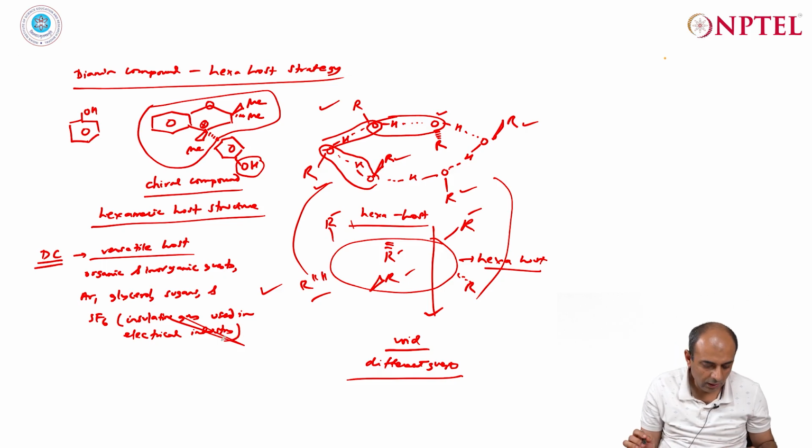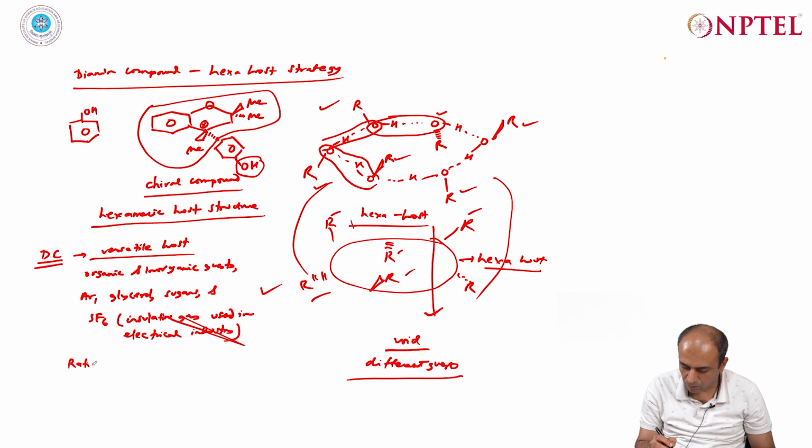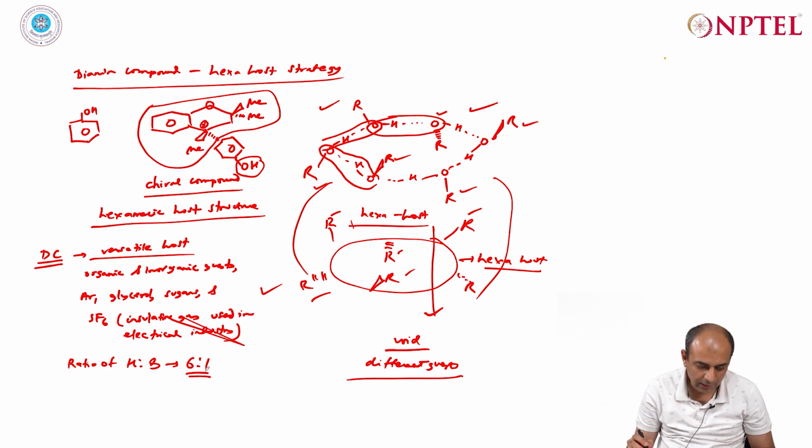So these are some of the interesting features of this versatile host, and what has been observed is that the ratio of host to guest is 6:1. So 6 molecules of the host and 1 molecule of the guest is present, and this is consistent with the hexameric structure.